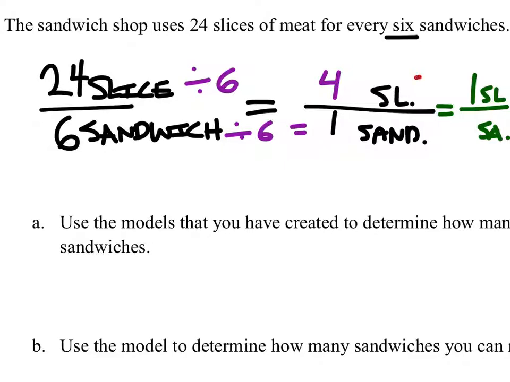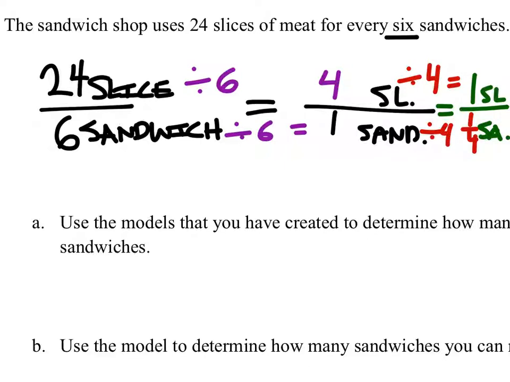Well, at this point, we'd get to do 4 divided by 4 to get the 1 slice. And then 1 divided by 4 to get either 0.25 or 1/4. So in other words, if I have 1 slice of meat, how many sandwiches can I make? 1/4. There we go. So as it turns out, there are 2 unit rates right here, but one of these should make a little bit more sense than the other one.